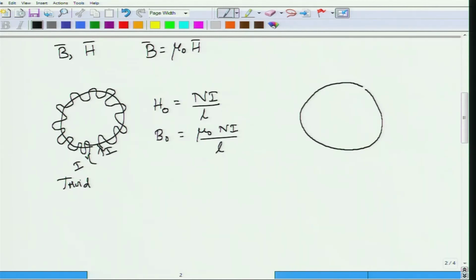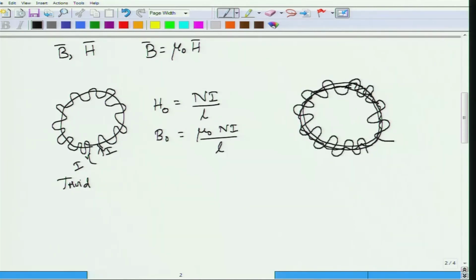Now take the toroid, but instead of filling it with free space, fill it with a magnetic material. That is, take a magnetic material, bend it into the form of a rod, and then wind it up with current carrying wires of the same turns, and then apply the same current I. So, you apply the same current I.